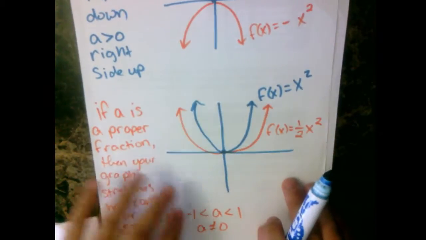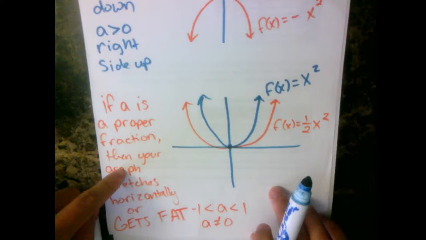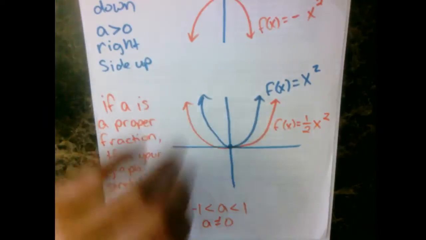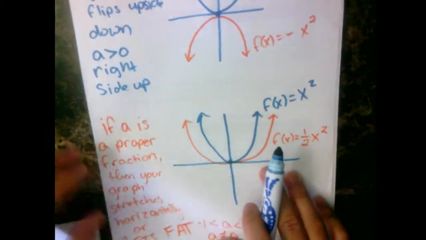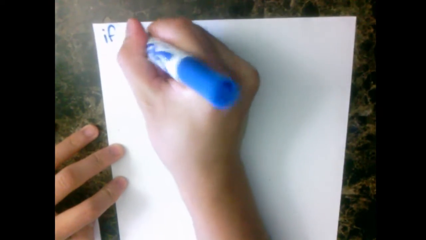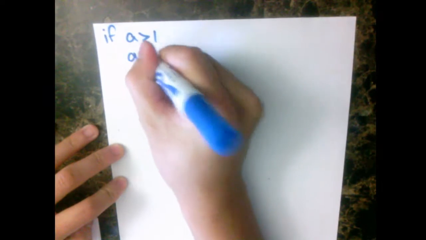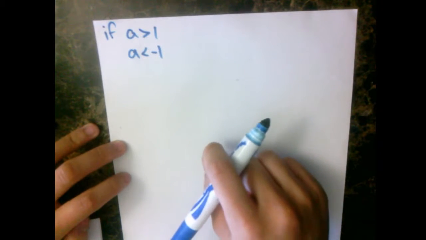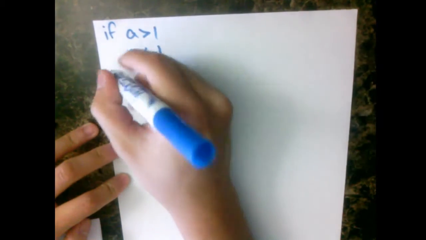Oh, yes, I forgot. I would love to write this all on one page, but we're actually going to talk about what happens when they are not proper fractions. So we're going to go with another stretching rule. This is going to be a vertical stretch or a vertical dilation. That means up and down. So if A is greater than 1 or A is less than -1. I didn't really feel like using a union sign. But if it's one of these two, your graph stretches vertically.